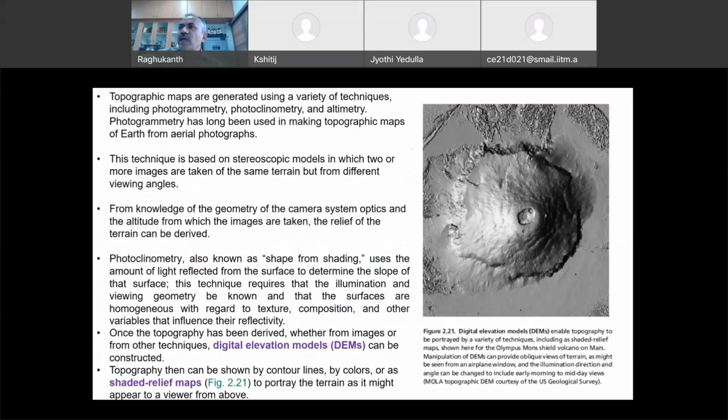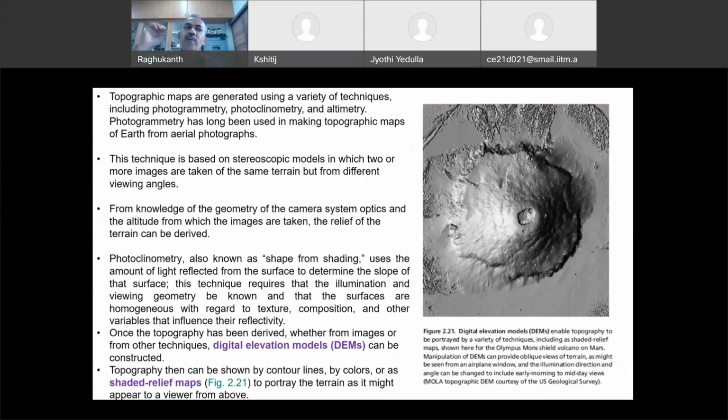We will not go into the details, but you should know some of these names. Photogrammetry, photoclinometry, altimetry, so many techniques have been used. Like this is a digital elevation model, the topography data for Olympus Mons. That is, I think, the tallest, huge volcano in our solar system, and it is on Mars.